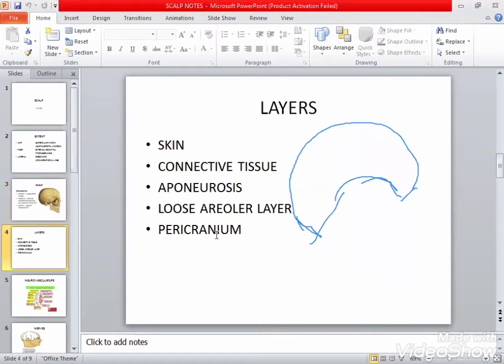Let's discuss the layers. It has got the skin, connective tissue layer, aponeurosis, loose areolar layer, and the pericranium. S for the skin, C for the connective tissue, A for the aponeurosis, L for the loose areolar layer, and P for the pericranium. These are the 5 layers of the skull.